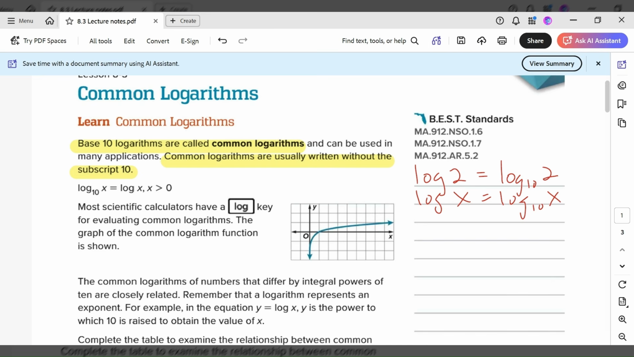On Desmos, you would use the functions feature. So if you're going to use Desmos, you're going to click on functions and then scroll to the calculus section. And then you'll find your log and log sub a, for when you're doing other pieces.